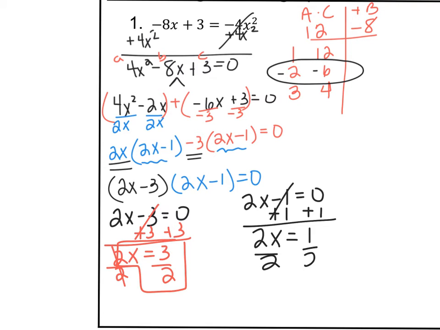Divide by 2, and you get x equals 1/2. So we do have 2 solutions. We have a positive 3/2 and a positive 1/2. So I know there were some questions about the factoring, so we're going to go ahead and do another one, okay? If you get stuck on a step, all you have to do is let me know.